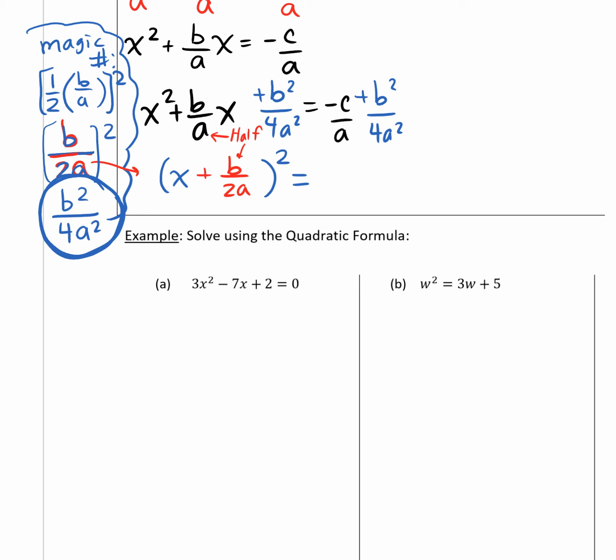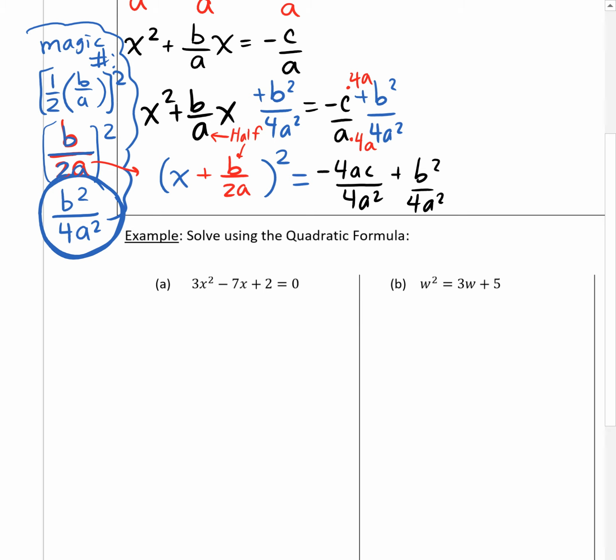The right side, though, we want to combine the fractions into one. But I see they have different denominators. One's a, one's 4a squared. The common denominator is 4a squared, so I'll multiply the left by 4a over 4a. And that way they'll have the same denominator. Let me rewrite them. That would be negative 4ac over 4a squared plus the same fraction, b squared over 4a squared.